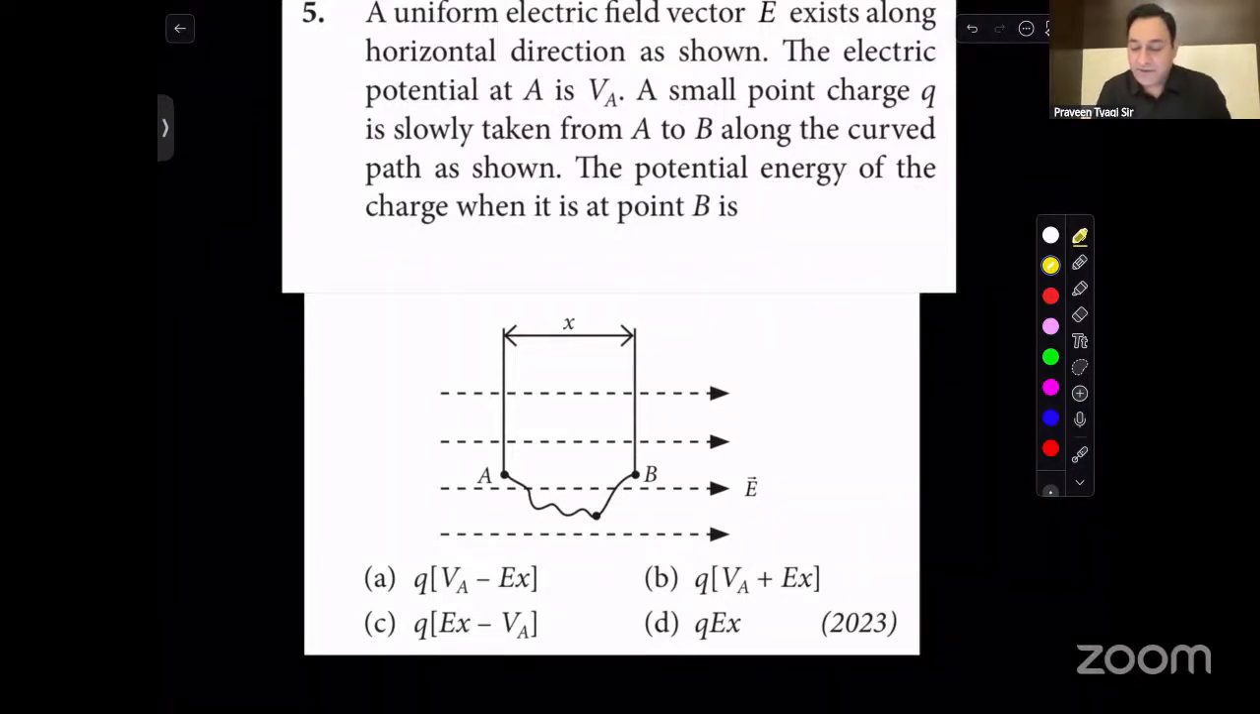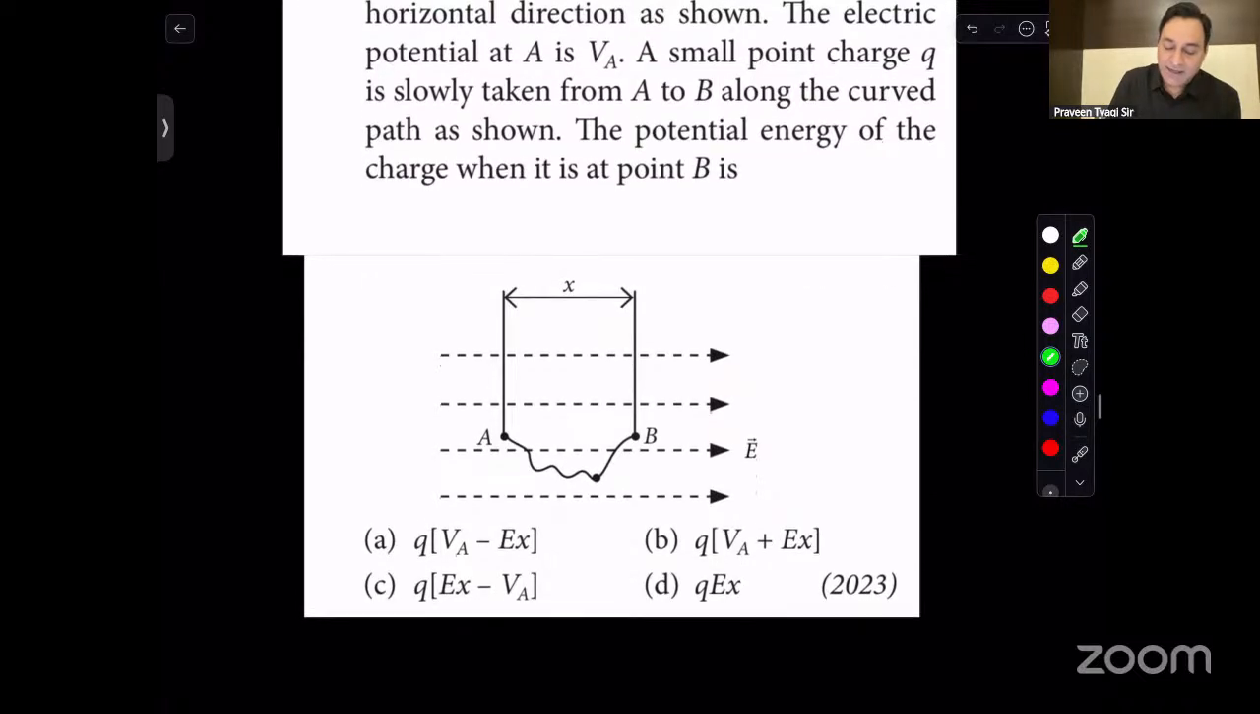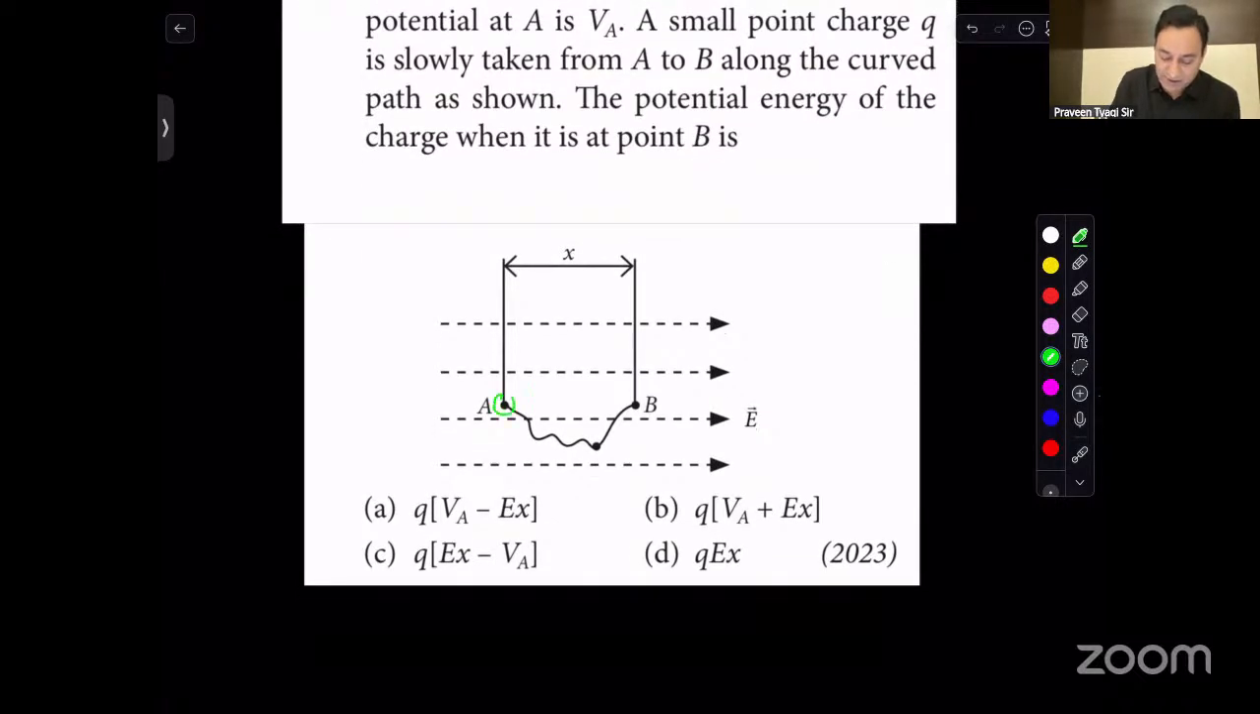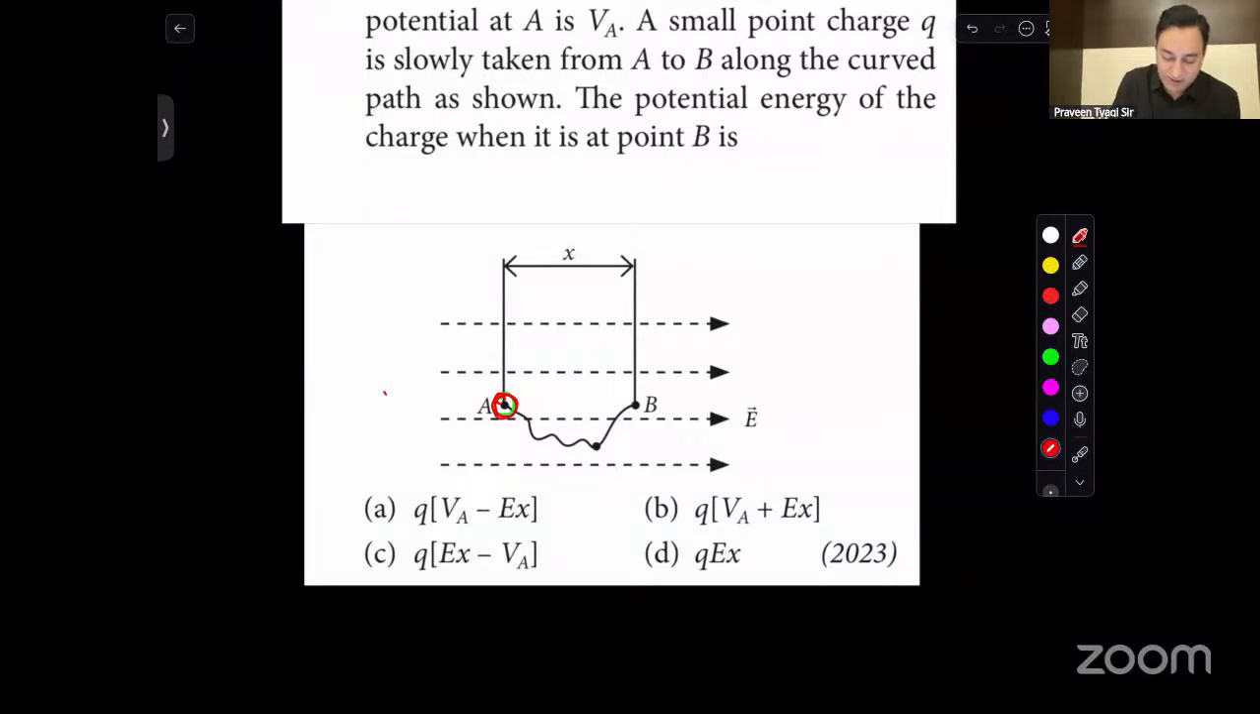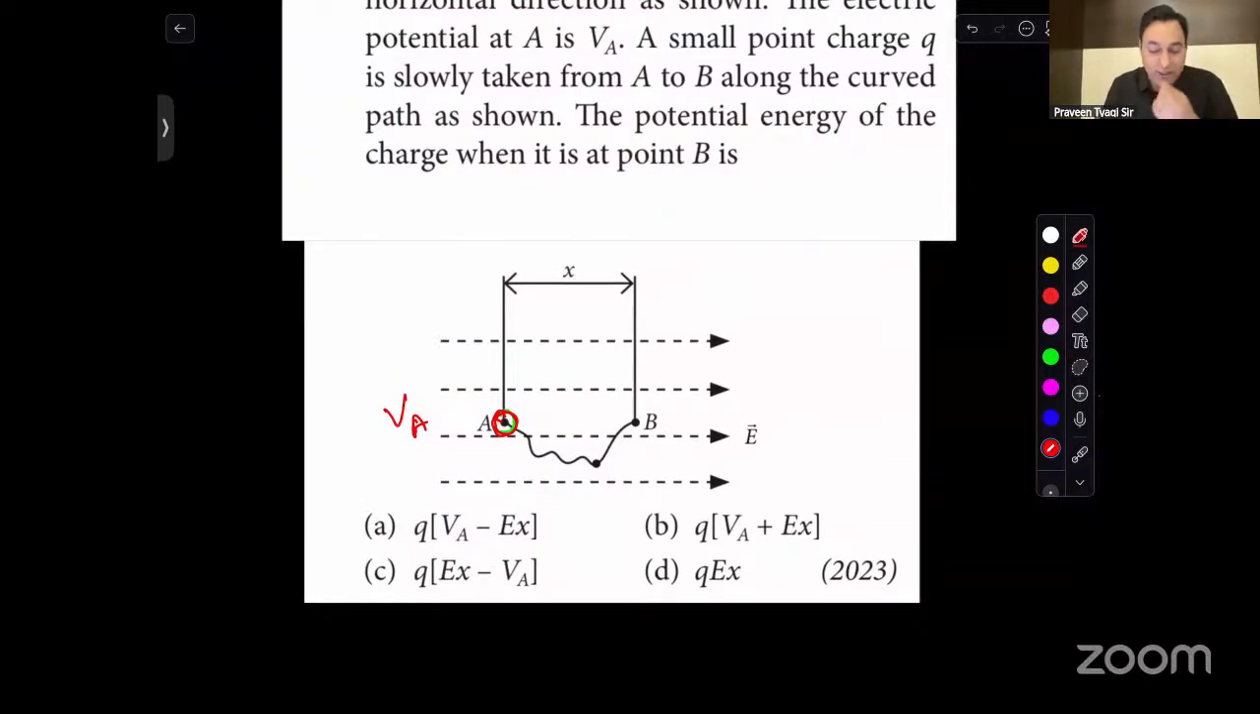A uniform electric field E exists along horizontal direction as shown in the figure. The potential at A is VA. A small point charge Q is slowly taken from A to B along the curved path as shown. The potential energy of the charge when it is at point B is? So it is taken on this path and it reaches B.